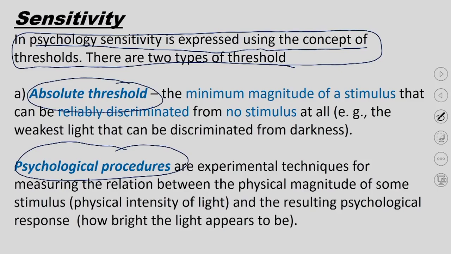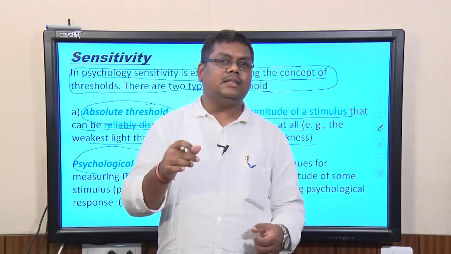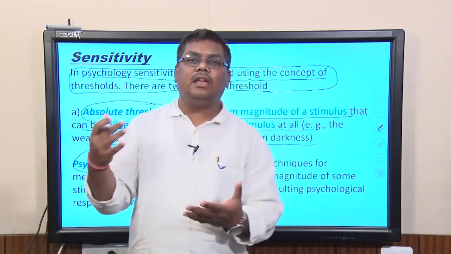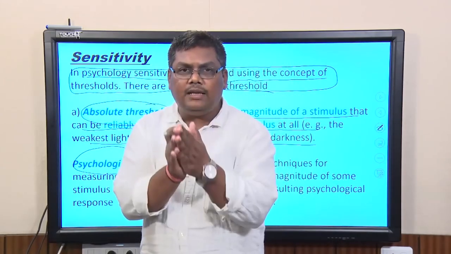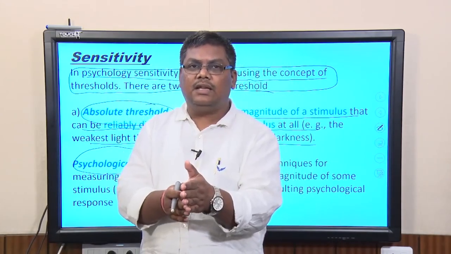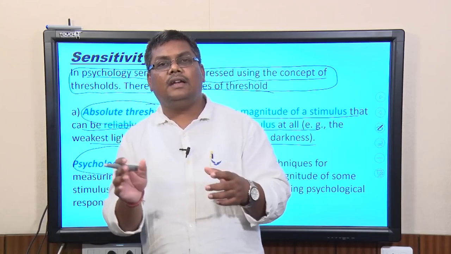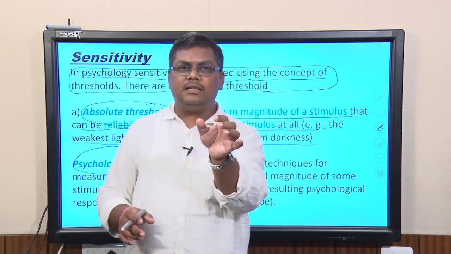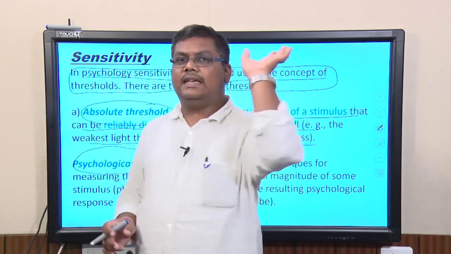So, what is absolute threshold? It is the minimum magnitude of a stimulus that can be reliably discriminated from no stimulus at all. For example, the weakest light that can be discriminated from darkness. This is the procedure for finding the absolute threshold: the point at which a person starts seeing a stimulus from no stimulus. You do it through multiple trials. One trial starts with no stimulus and increases the stimulus systematically until the human being says, yes, I can see the stimulus.